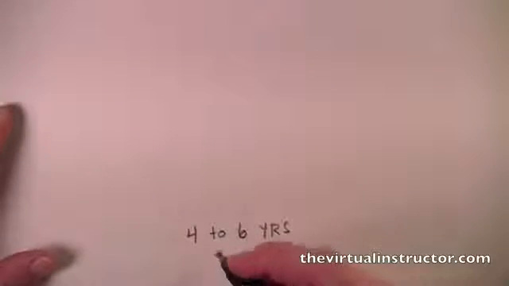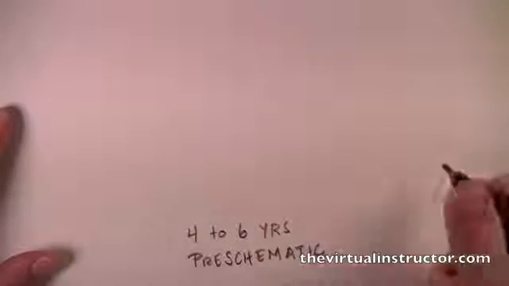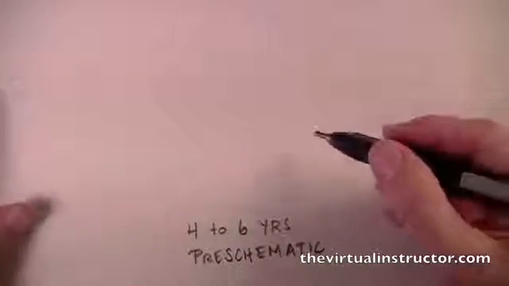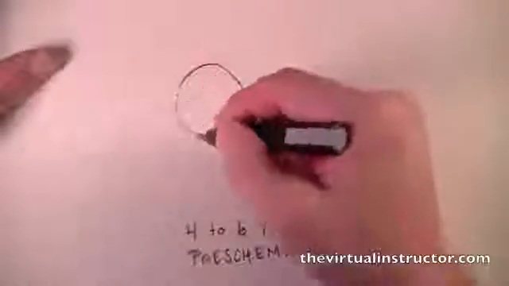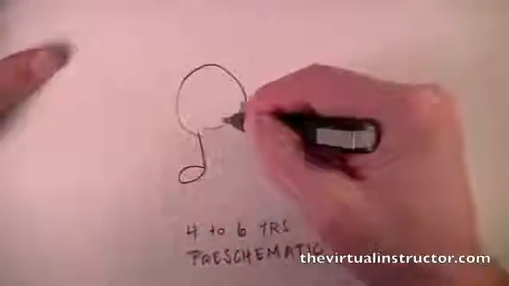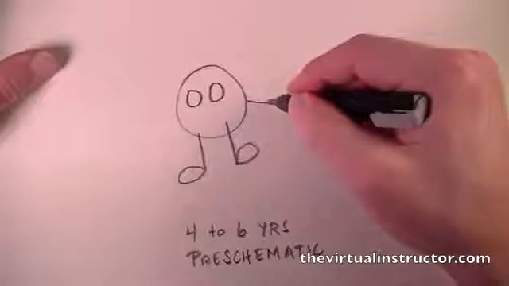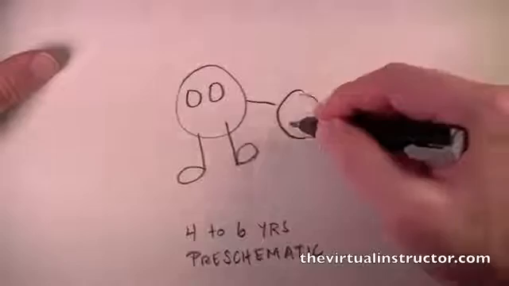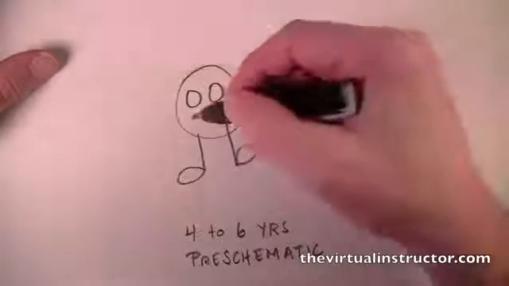Then from there, you move on to the next stage, which is called the pre-schematic stage. This is generally 4 to 6 years old. Children at this stage are beginning to see connections between the shapes that they draw and the actual physical world around them. Circles and lines might describe people or objects that are physically present in the child's life at this time. It's in this stage that a child first makes the connection to communication through their drawings.